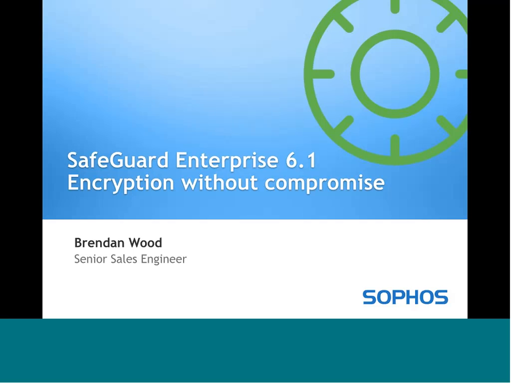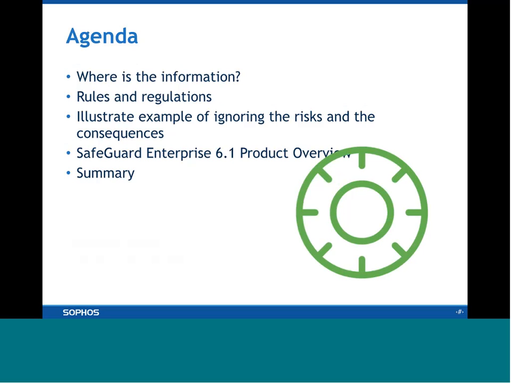So the agenda for today: where is information, and general rules and regulations that we're seeing in the industry. We're going to illustrate some examples of ignoring the risks and the potential consequences. A lot of this has made the news even more recently, so a lot of the material we're presenting today was prepared a few months ago, and even in the interim, there have been some big news and front headline newsworthy items specifically around data loss. We'll take a look at Safeguard Enterprise 6.1 general product overview, and then a summary of what we've covered today.